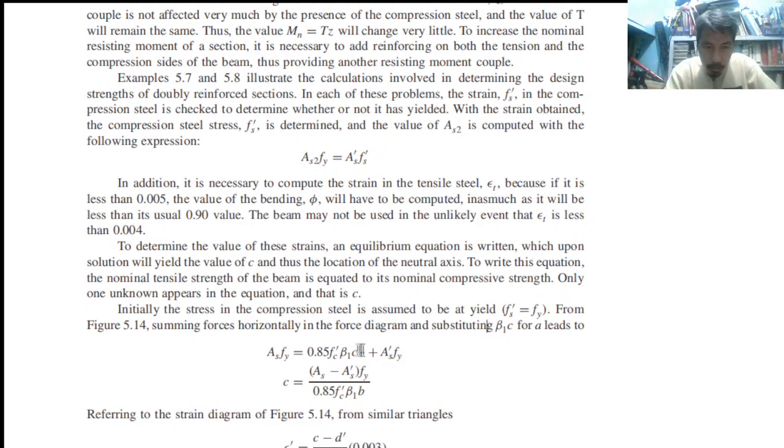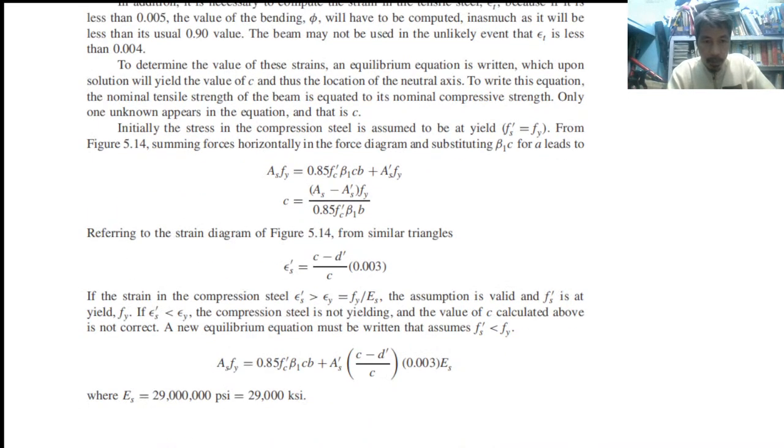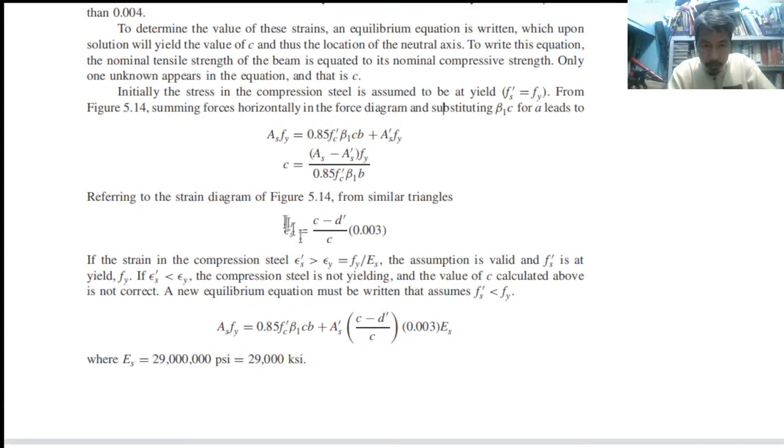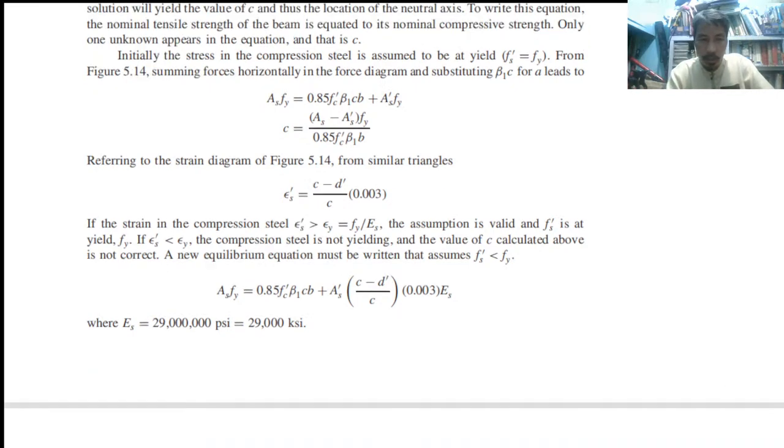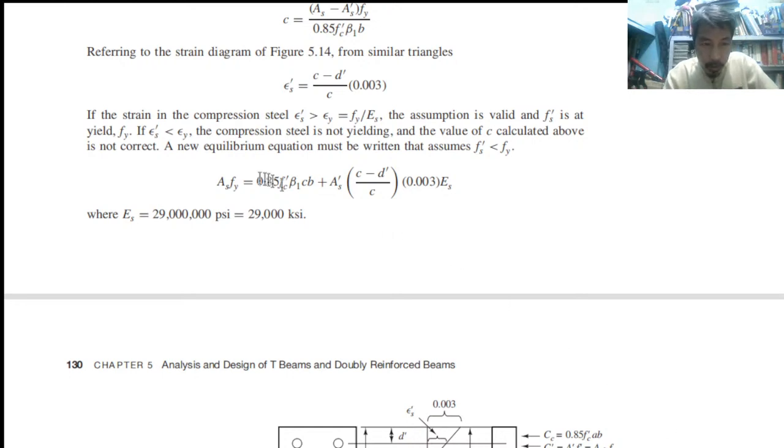So take a look. This is yield. If you assume yielding of the compression reinforcement, assuming. Okay. So referring to the strain diagram from similar triangles, similar formula that we have already been using, same formula. Because of that, we can substitute it right here, and therefore, okay, why?